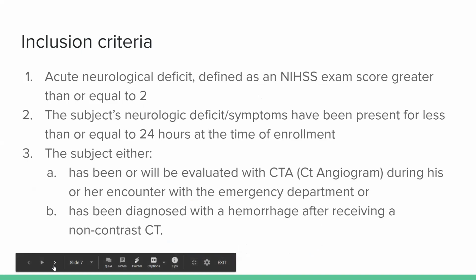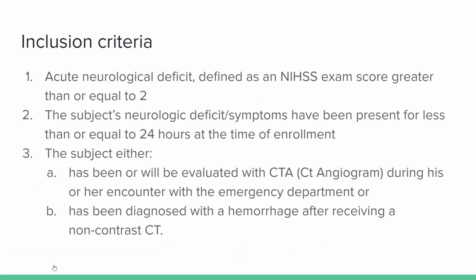Okay, so let's go over the inclusion criteria. All of the following inclusion criteria must be met for the patient to be enrolled in this study. And the criteria are acute neurological deficit defined as an NIHSS exam score greater than or equal to 2. The subject's neurologic deficit/symptoms have been present for less than or equal to 24 hours at the time of enrollment. And the subject either has been or will be evaluated with CT angiogram during his or her encounter with the emergency department, or has been diagnosed with a hemorrhage after receiving a non-contrast CT.